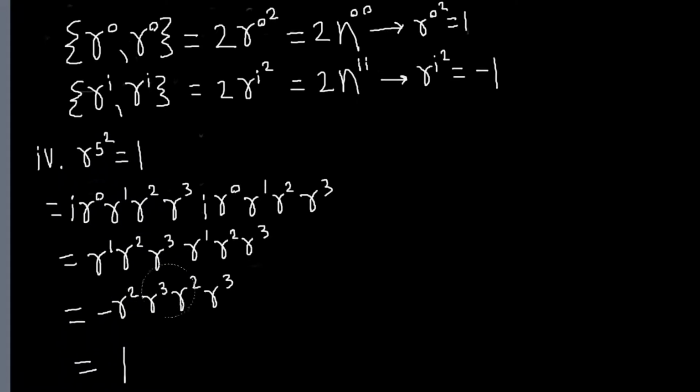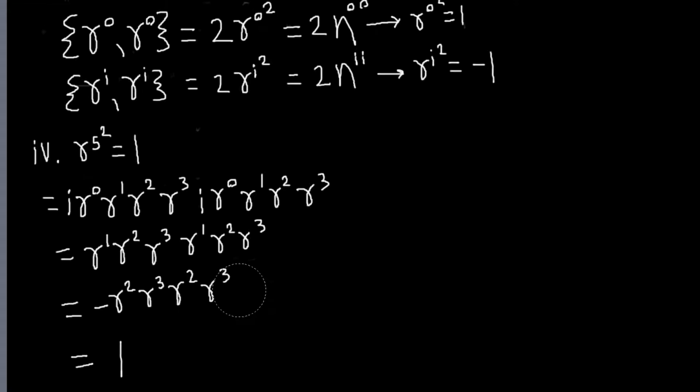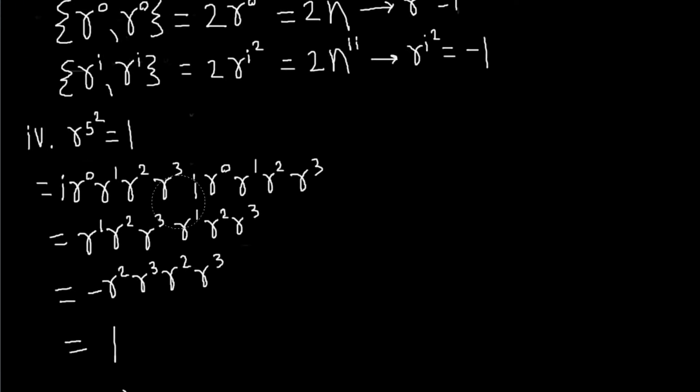And here I just do one more anti-commutation. So anti-commute gamma 2 and gamma 3. So I get another minus sign. So I get positive gamma 2 squared times gamma 3 squared. Gamma 2 squared is minus 1. Gamma 3 squared is minus 1. So I get minus 1 times minus 1, which is 1. And so that's how you prove that gamma 5 squared is 1.